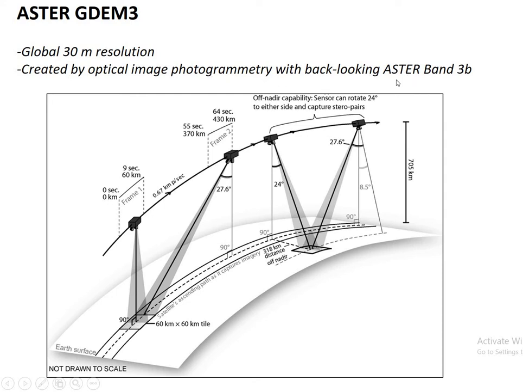Essentially, the ASTER camera was able to look in multiple directions. So as it was flying along its track in this direction, it would first collect an image directly below it at nadir. Then it would fly along for about a second, and then it would look back at an angle of 27.6 degrees and take a photo of the exact same ground footprint. And so essentially this is a stereo pair of images from which elevation can be computed quite readily.